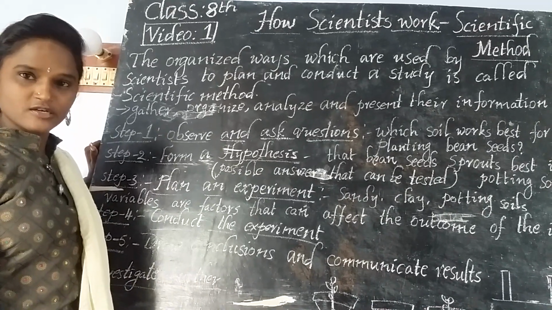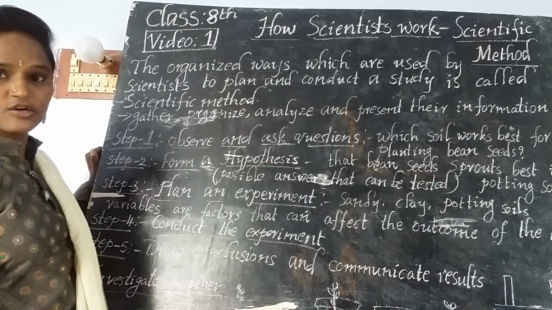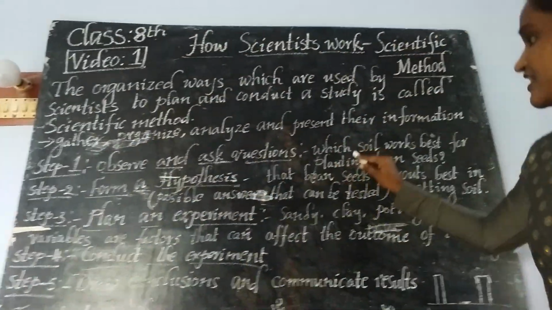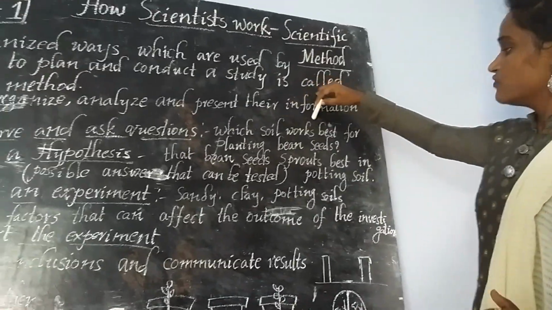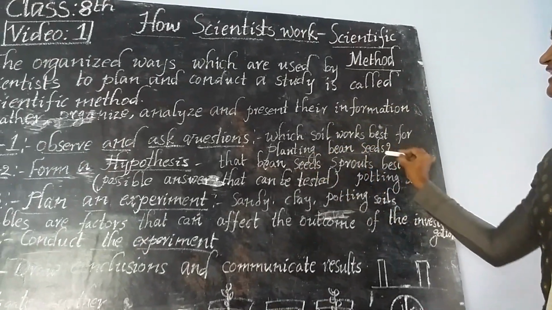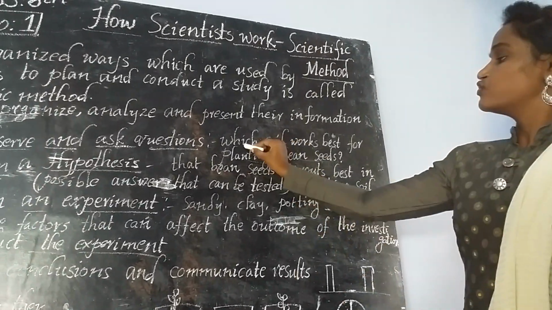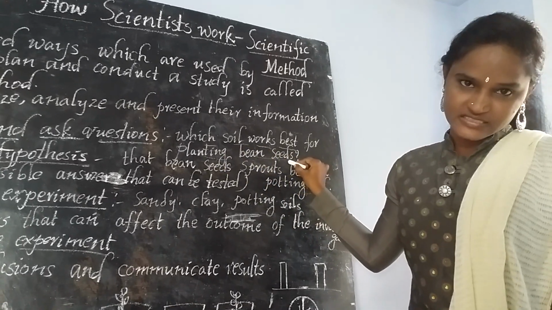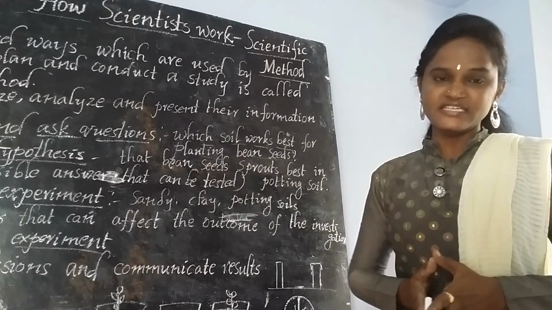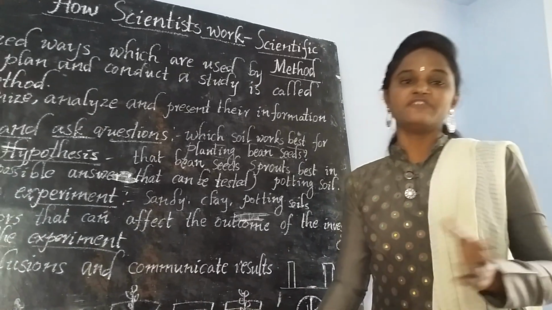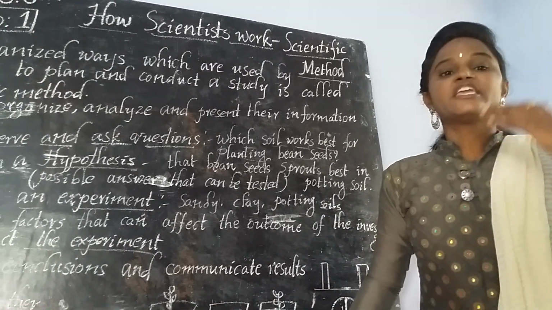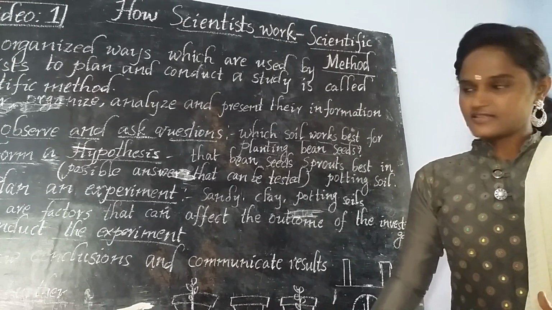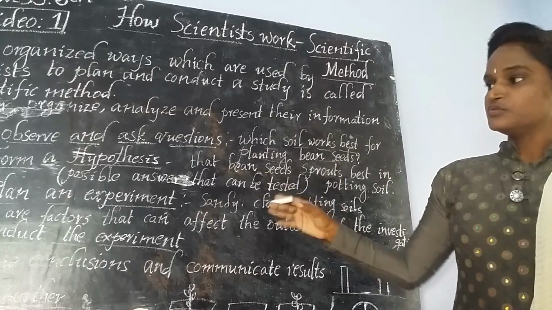Then what is Aravind's question? By observing the nature, he got one question. Here, if you observe, you may see with clarity: which soil works best for planting bean seeds? That is his question. He took some bean seeds and wanted to plant them in different varieties of soils, to test which soil is the best for the growth of bean seeds.